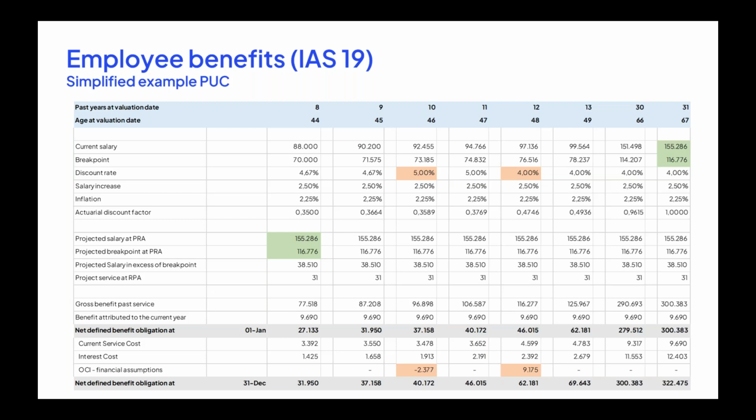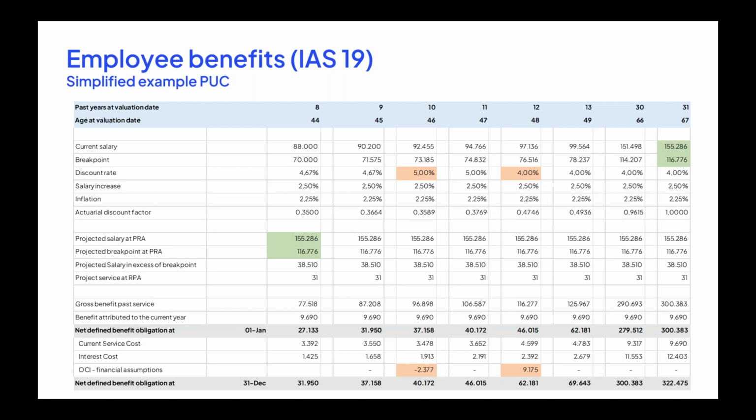All right, the interest cost, same calculated, it's also increasing just because the defined benefits, what you have earned, is also increasing in gross amount. So the impact of the discounting is much larger. At the end of 67, the last year, this is 12,403 euro.